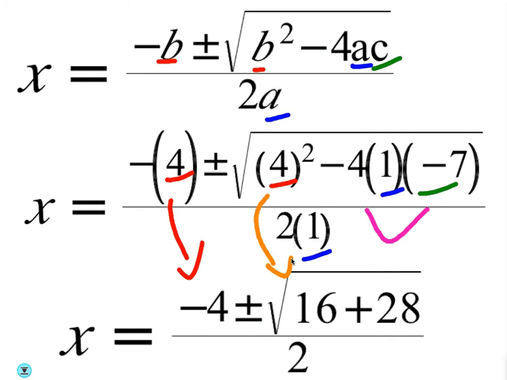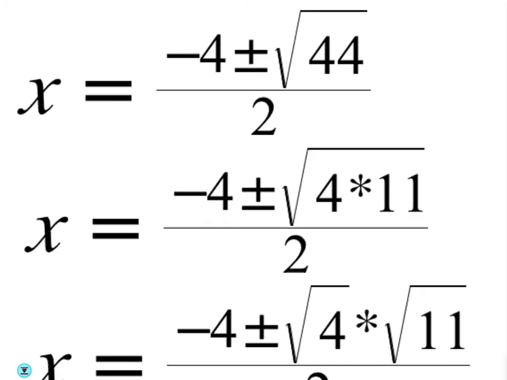Any questions on that? Oh, and you can multiply the bottom as well. You can do a lot of things in the first step. 2 times 1 is 2. All right, so now that you've done that, you're going to add 16 and 28, which is what? Good, thank you, 44.